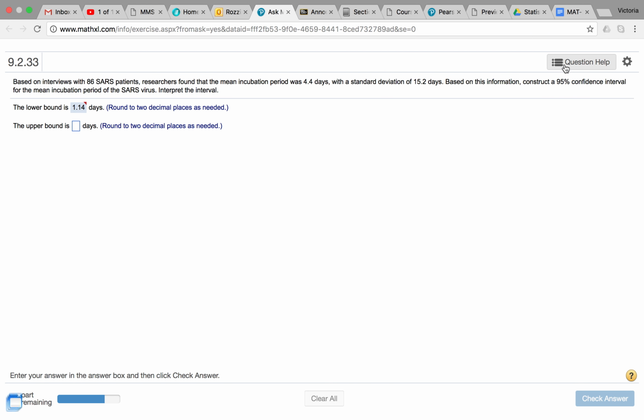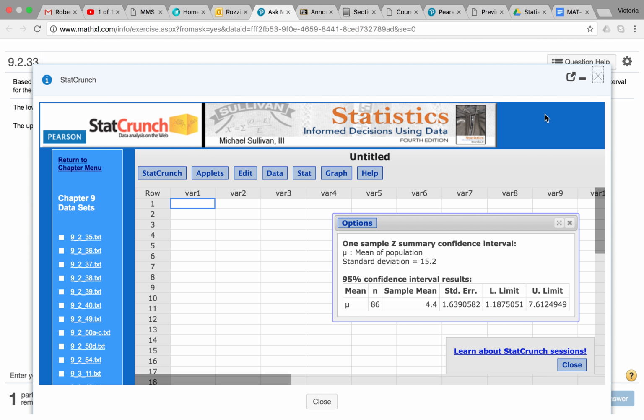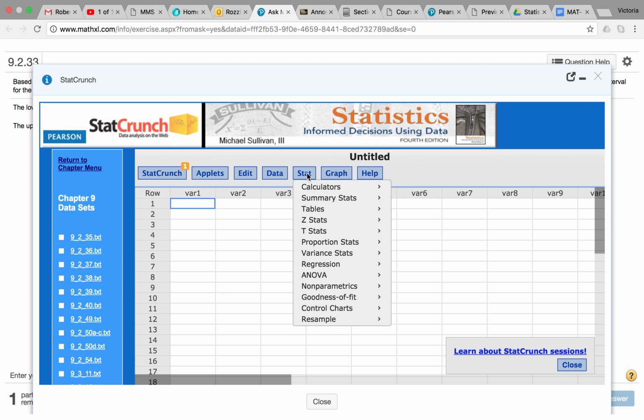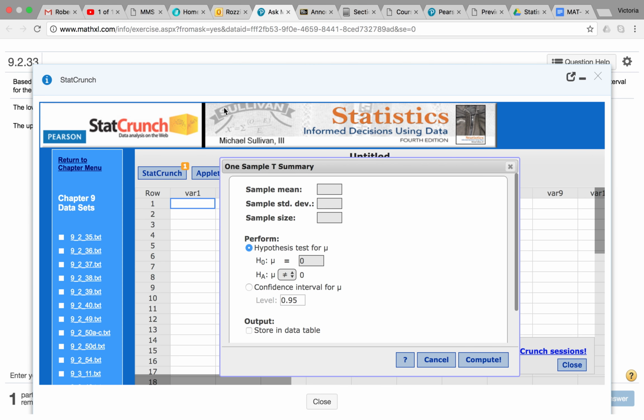So if I go to my question help, I can click on StatCrunch. Maybe I'd done the same problem earlier, so let me show you how to work it. We're going to go to Stat, and we're going to go to T Stats, and we're going to do one sample. In this case, we're not given the data itself. We're given the summary. We know n, we know x bar, we know s. So we have the summary here.